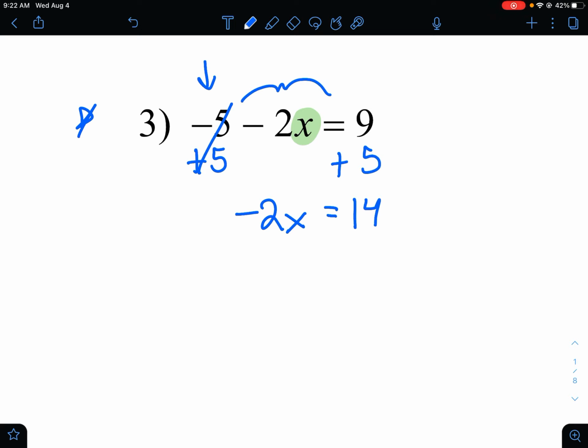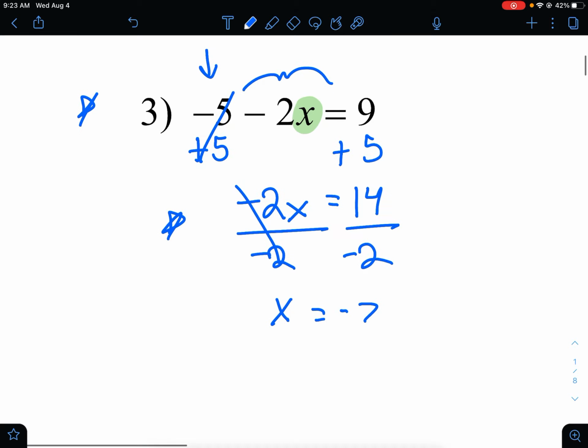All right. Then I'm going to go ahead and do the inverse of times -2, right? Because it's -2 times x. So what is the inverse of times -2? It's going to be divided by -2. So -2 divided by -2 gives me 1, so I'm left with just x. And then 14 divided by -2 is going to give me -7.